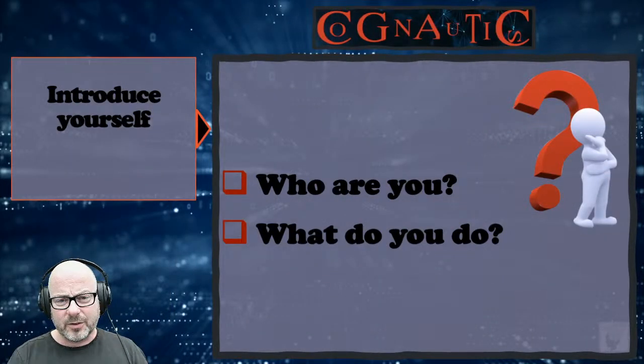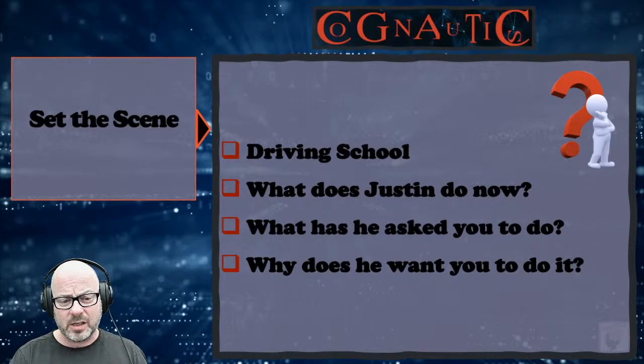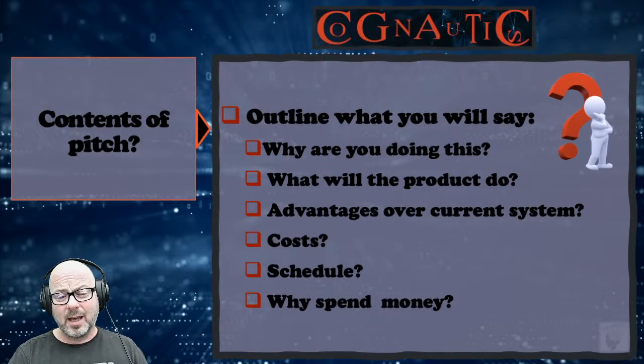So breaking it down, start off by saying who you are and introducing yourself. Set the scene and the scenario: the driving school, what Justin does now, what he's asked you to do, why he wants you to do it. Outline what you're going to say, why you're doing it, what the product will do, the advantages over the current system, the cost, the schedule, and why spend money. All pretty obvious. I'll put this on YouTube straight afterwards so you can see it.